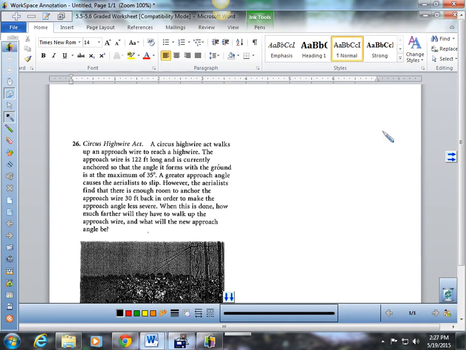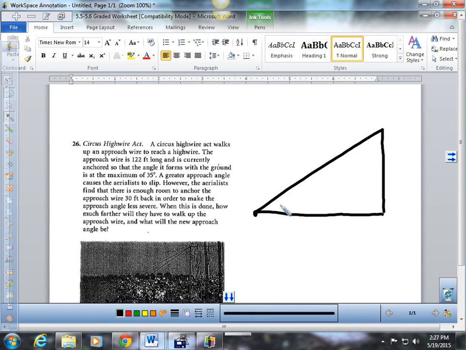So here is where it's anchored right now at 35 degrees, being 122 feet long. But the aerialist finds that there's enough room to move the anchor 30 feet back. So I'm going to move it 30 feet back in order to make the angle less severe. When this is done, how much further will they have to walk up the approach wire, and what will the new approach angle be? They want you to find this length that they have to walk and that angle theta. So those are the things that you've got to find.